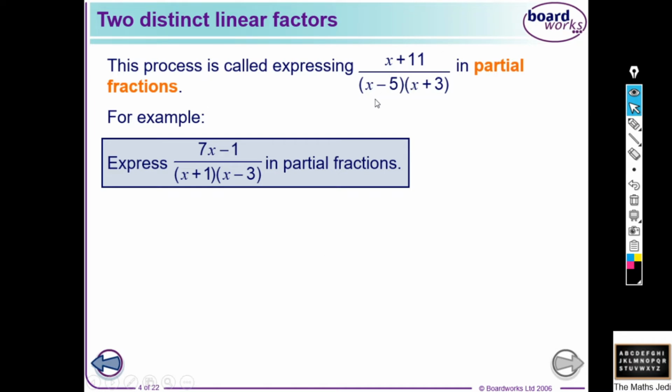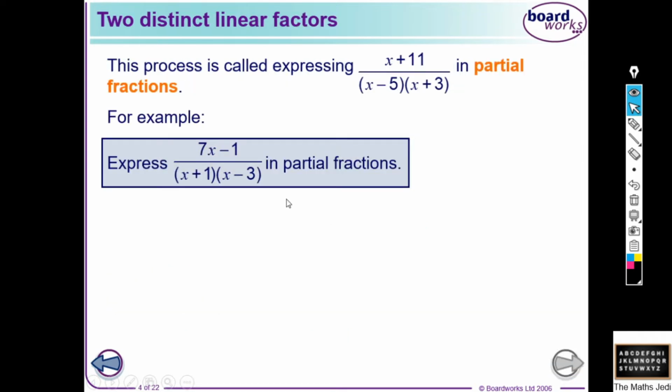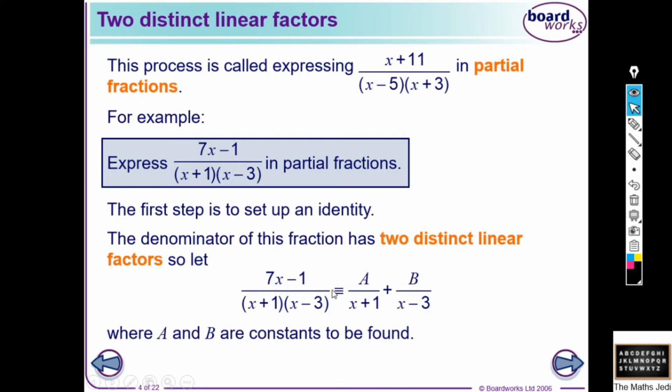In this example here, we have x minus 5 and x plus 3 in the denominator. And if you look back at the original question, we also have x minus 5 and x plus 3 in the original denominators. So it's important to emphasise that I know already what my denominator is going to look like. One of them is going to be x plus 1 and one of them is going to be x minus 3.